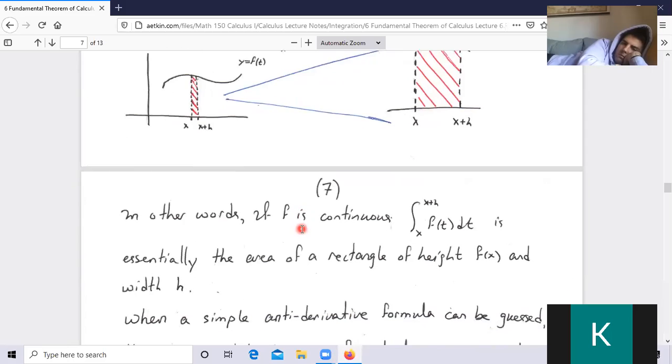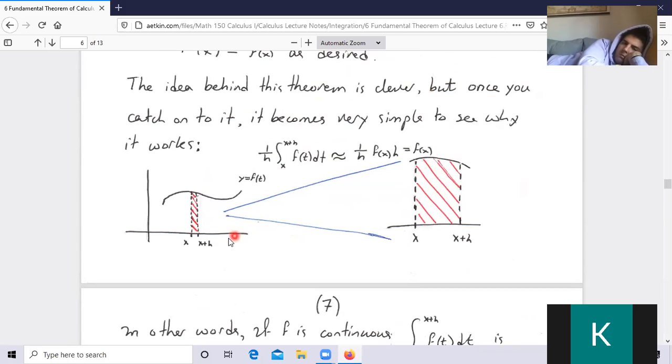That works only if the function is continuous, you see? So if h is small, then this strip is essentially a rectangle of height f of x and width h. And if I multiply it by 1 over h, I will essentially get f of x.